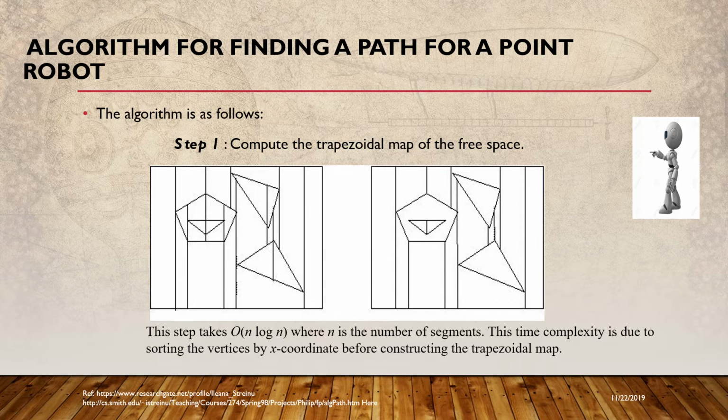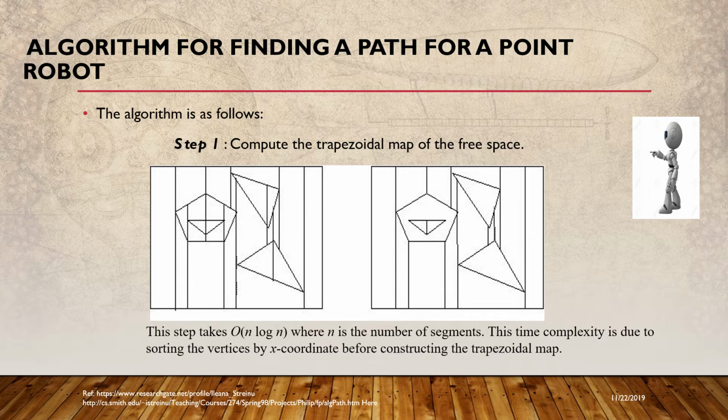Now you can see the algorithm for path finding. The first step will be to compute the trapezoidal map of the free space. This you can see in the figure. So we have got a trapezoidal map, and you can see that map on the left hand side.